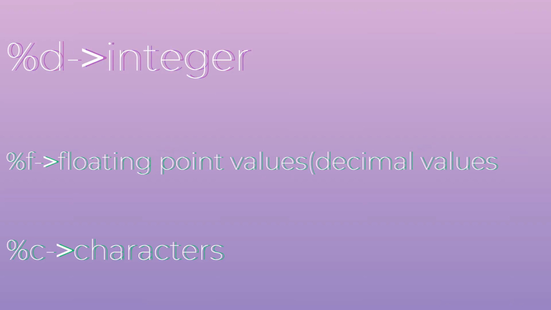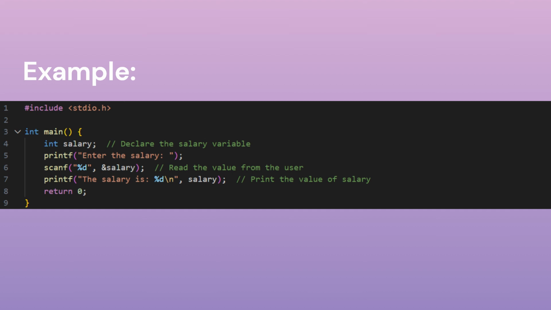One important thing to note is that the format specifier must match the data type of the variable you declared. For example, if you declare a variable with an integer data type, you must use the corresponding format specifier %d in scanf.